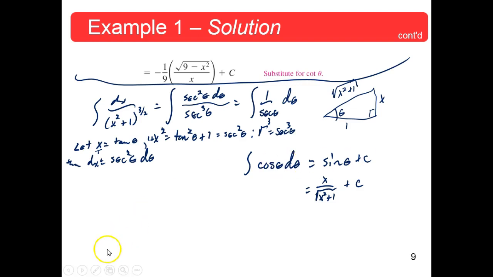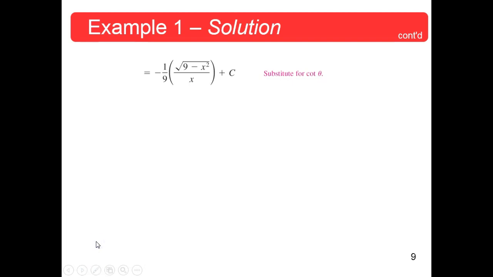Let's move on to example 4 then. I'll clear all the ink. And we'll do example 4. Okay.